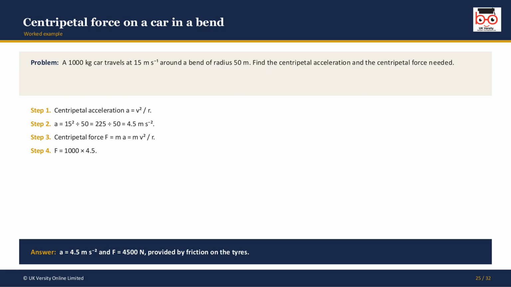Now, a car going round a bend. A 1,000 kilogram car travels at 15 meters per second around a bend of radius 50 meters, and we want the centripetal acceleration and force. The acceleration is v squared over r. That's 15 squared over 50, which is 225 over 50, giving 4.5 meters per second squared. The centripetal force is mass times that acceleration, 1,000 times 4.5, which is 4,500 newtons, and here it's supplied by the friction between the tires and the road.